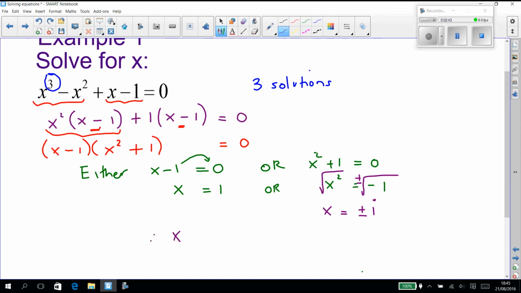The first one is x equals 1. The second one is x equals positive i. And the third one, x equals negative i. We have a real solution, and we have 2 complex solutions. And you note that the complex solutions are complex conjugates of one another.